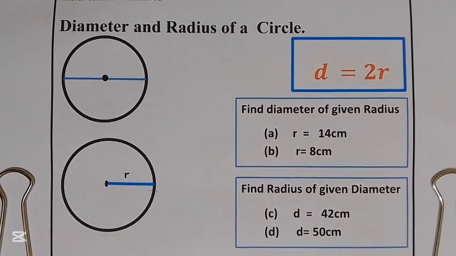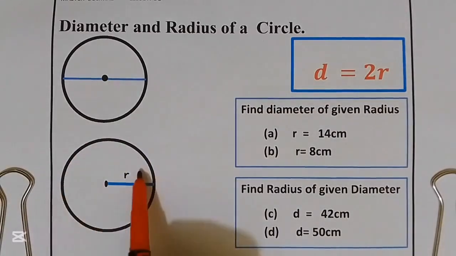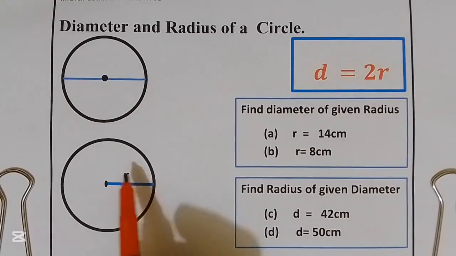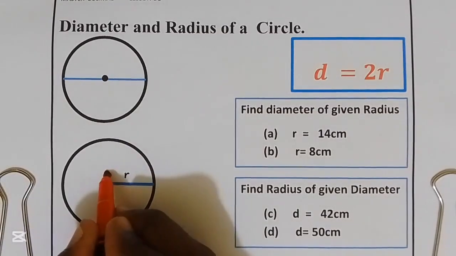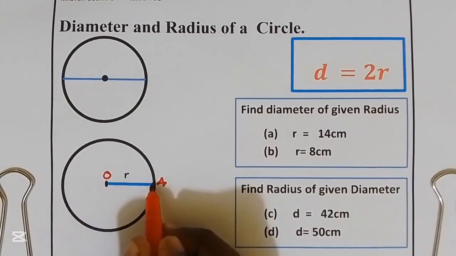A circle is a perfectly round shape that has a center, and a distance from the center to any point of the circle is called a radius. As we can see, this circle is perfectly round, and the distance from the center O to any point on the surface, I call it point A, is called a radius.